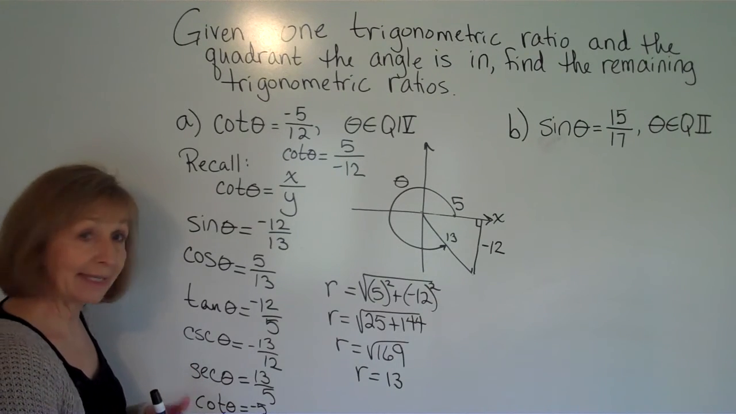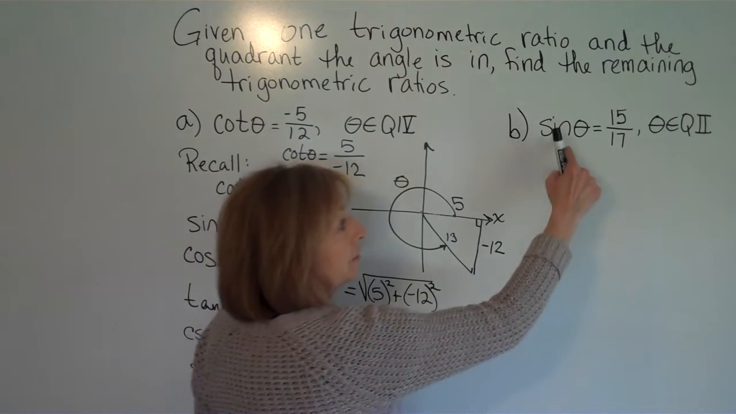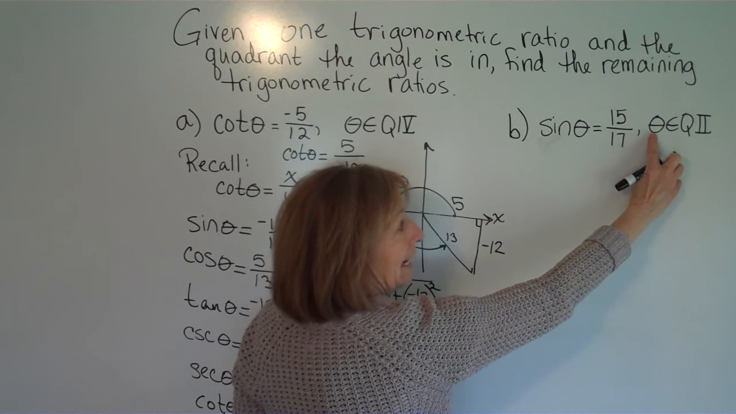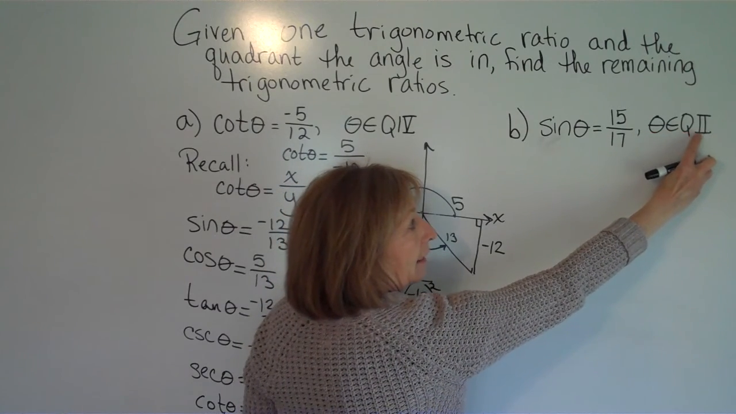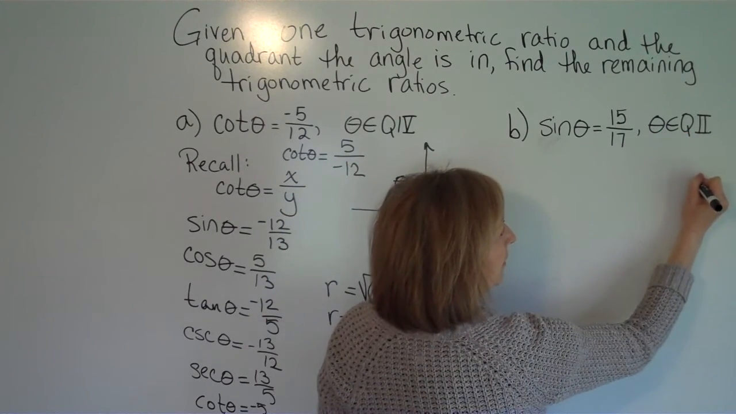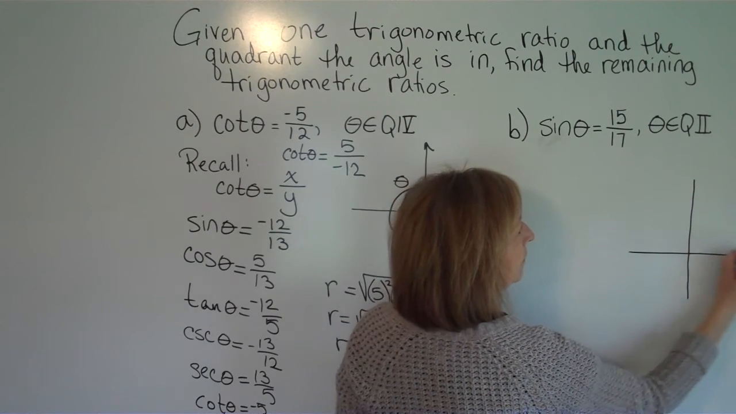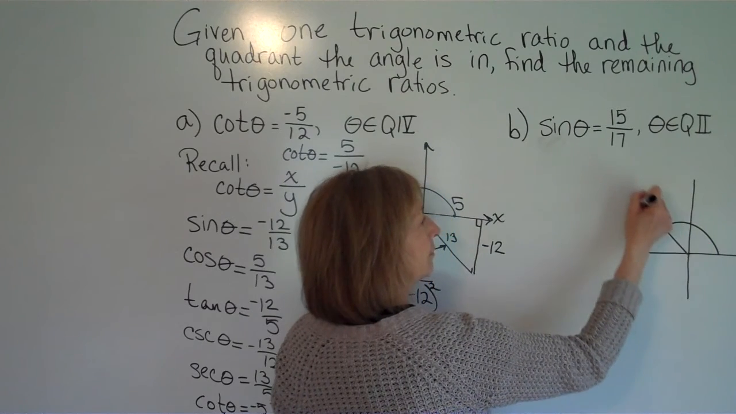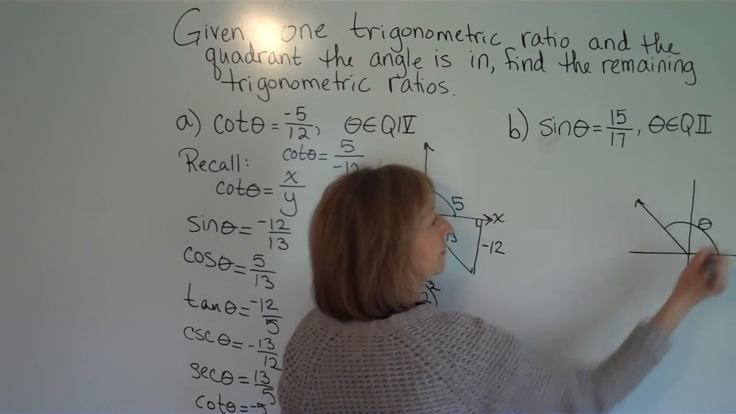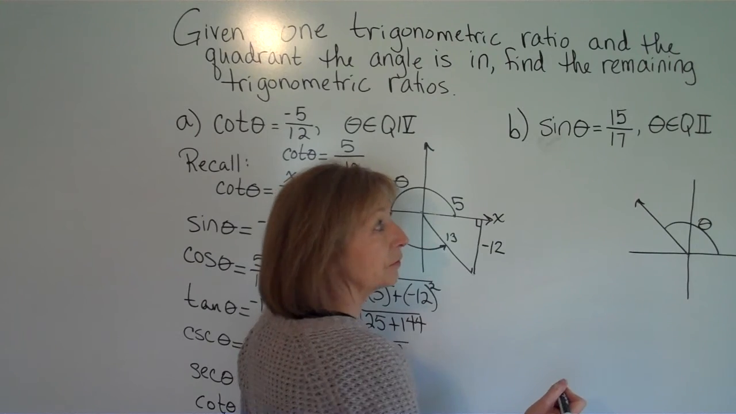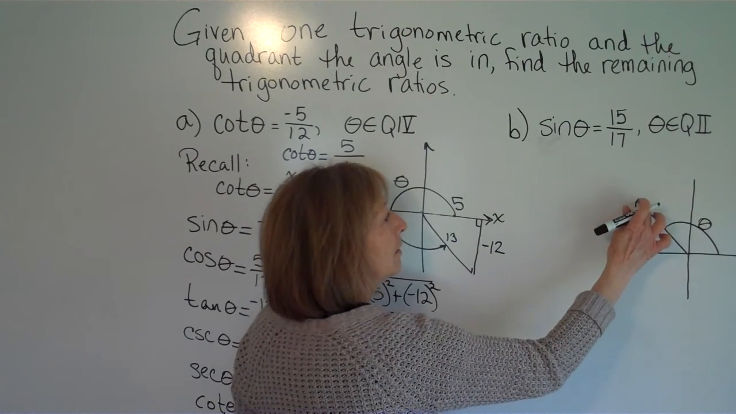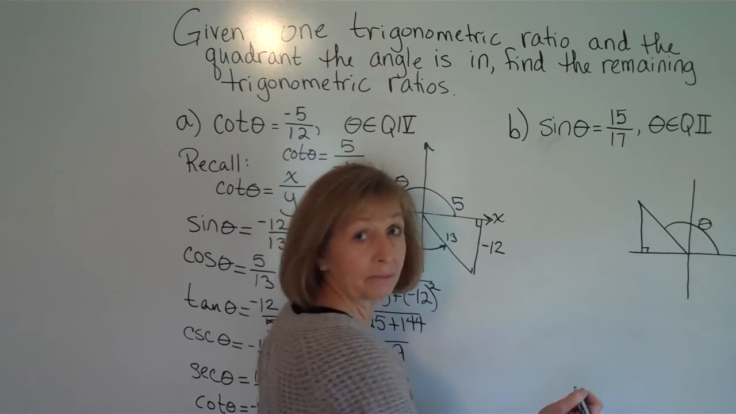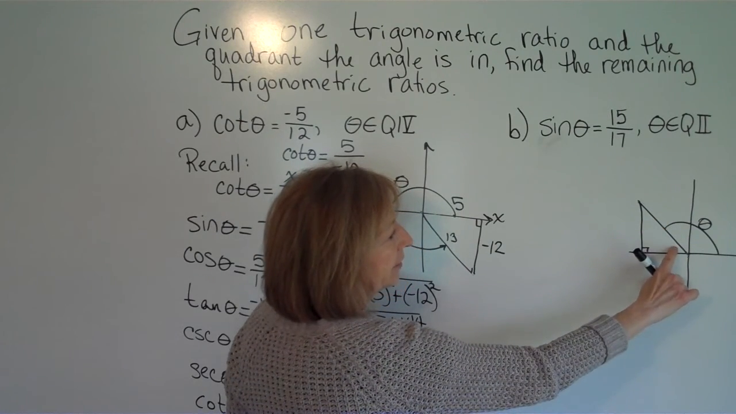So now that you've seen that example, let's go on to the next one. So here I have the sine of theta is 15/17, and my angle is in the second quadrant. So we are going to draw our second quadrant angle. We're going to bring the vertical line down to the nearest x-axis to make our triangle, so our reference angle here.